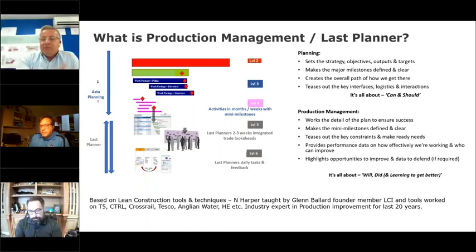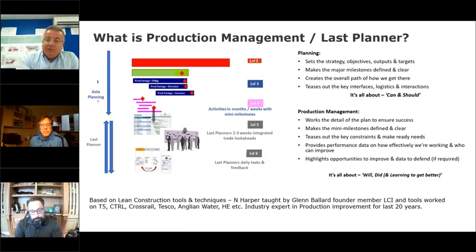And to me, planning is all about what you can and should do. And what we call production management or Last Planner is really all about what you will do and what you did do, so you can learn to get better. I'm not going to go through the whole where planning stops and production management Last Planner starts. It's pretty self-evident from the left there.